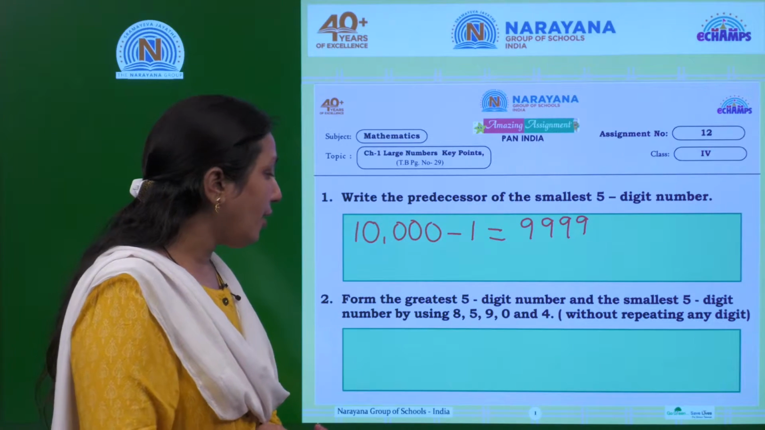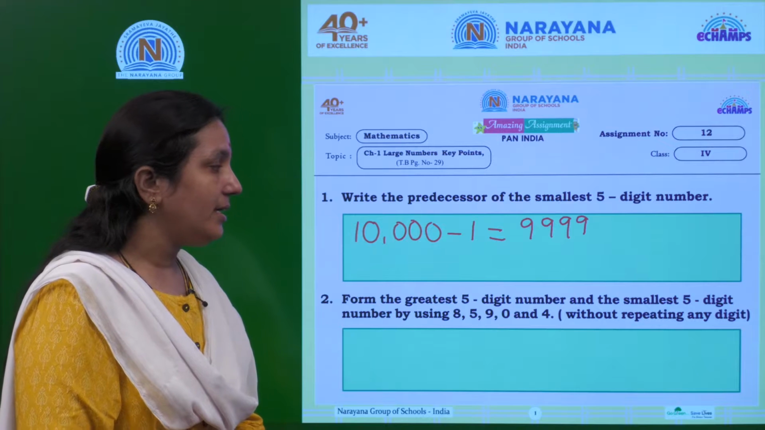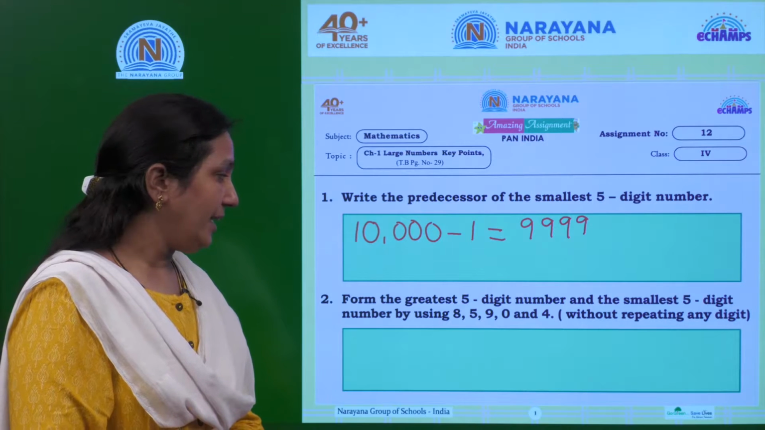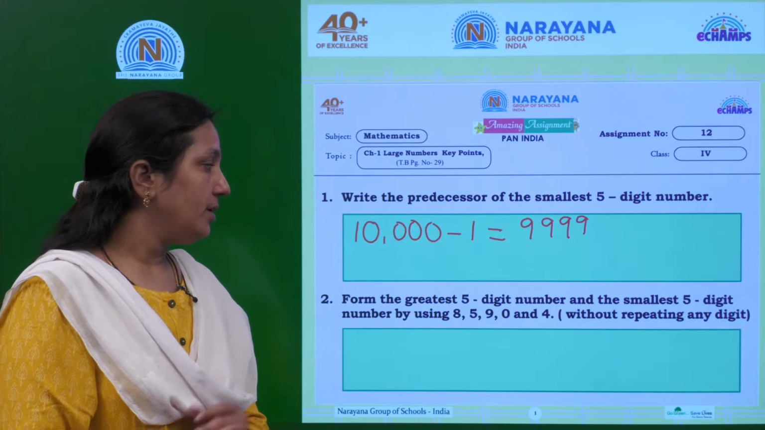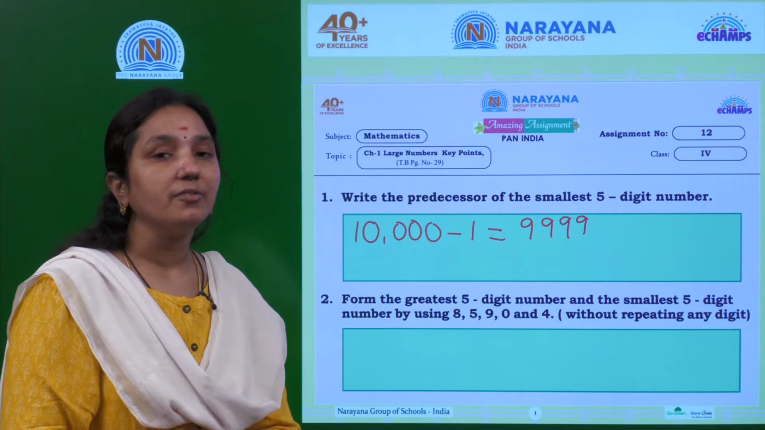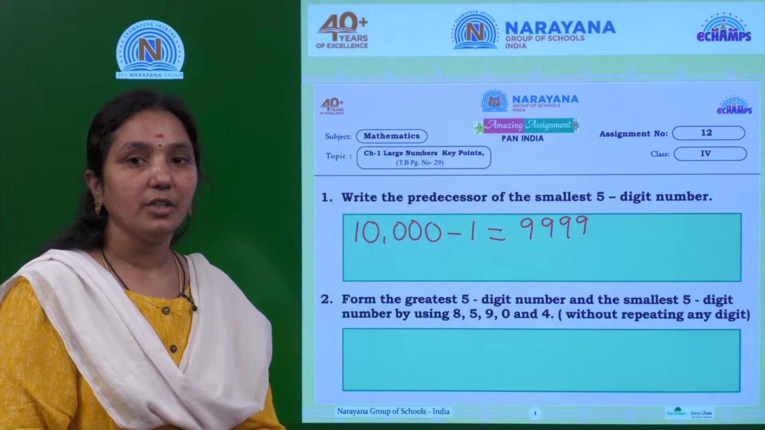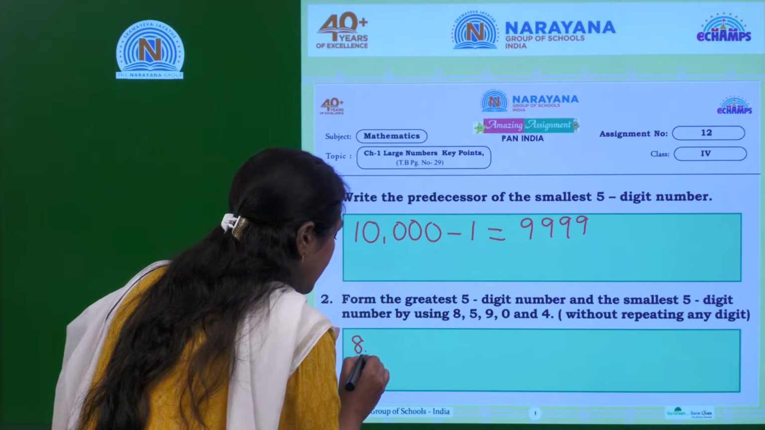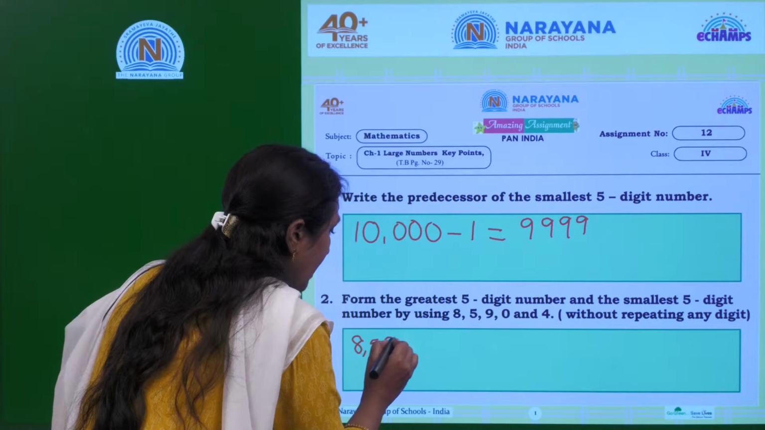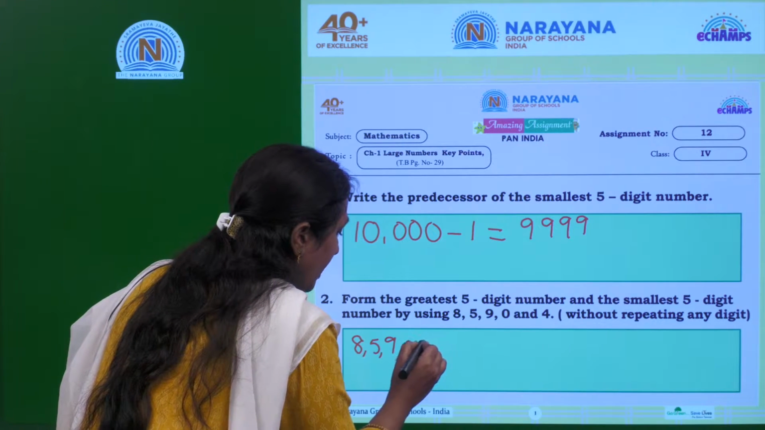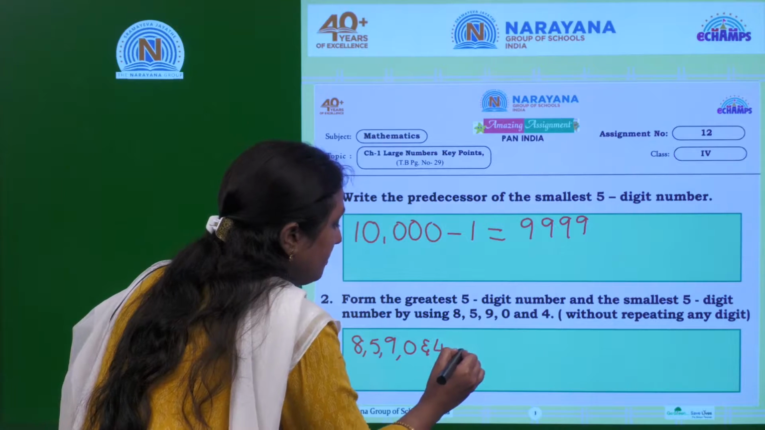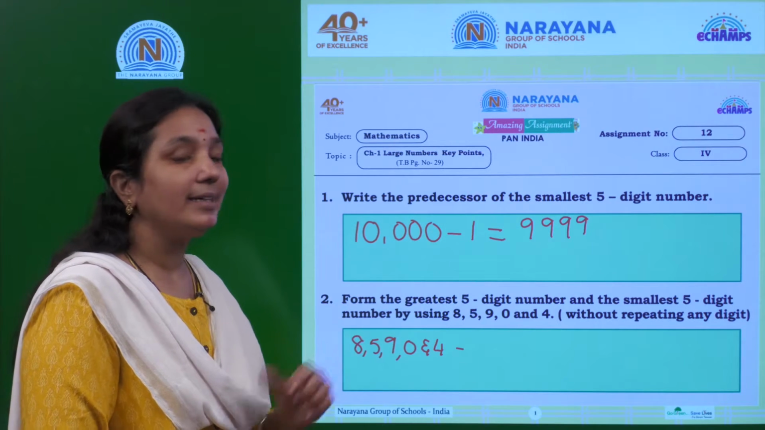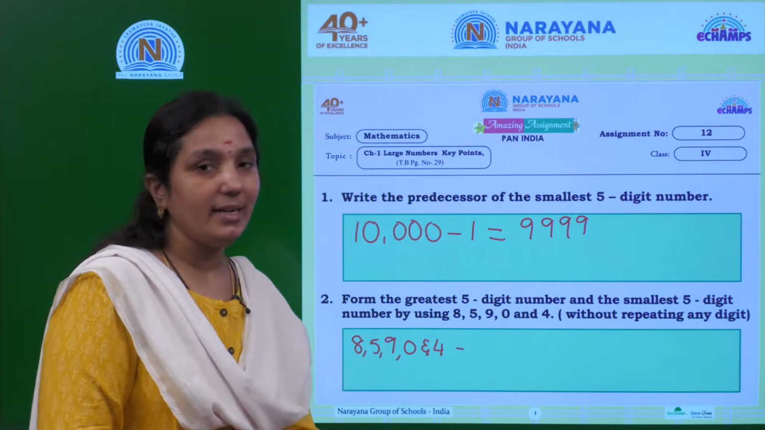Coming to the next one. Form the greatest 5-digit number and the smallest 5-digit number by using 8, 5, 9, 0 and 4. So, here the hint is given: without repeating any digit. What are the given digits here? 8, 5, 9, 0 and 4. So, we have to form the greatest number and the smallest number.